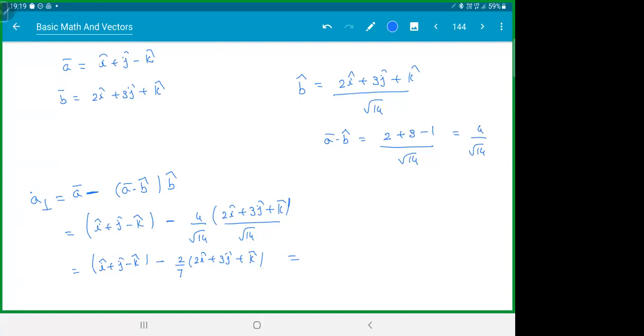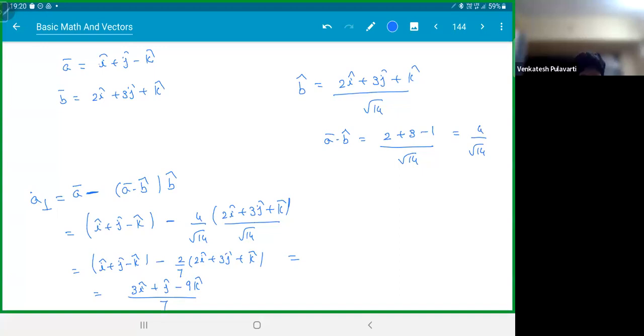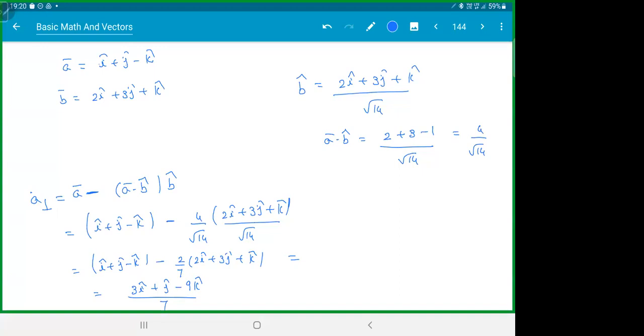Because someone got this thing, yeah, 3i plus j minus 9k by 7. So I'll just solve it. 7 minus, that will be 4, 3i, and that will be minus 6 by 7. 7 minus 6, 2 plus j. This will be minus 1 minus 2 by 7, minus 9k by 7. Is that the answer? 3i plus j minus 9k. Ha, Venkatesh. Yasha, you also got the same thing. You got minus 1 by 7, right?